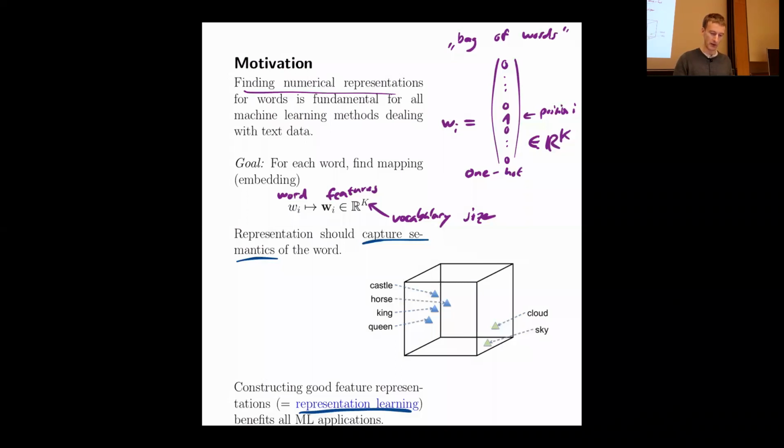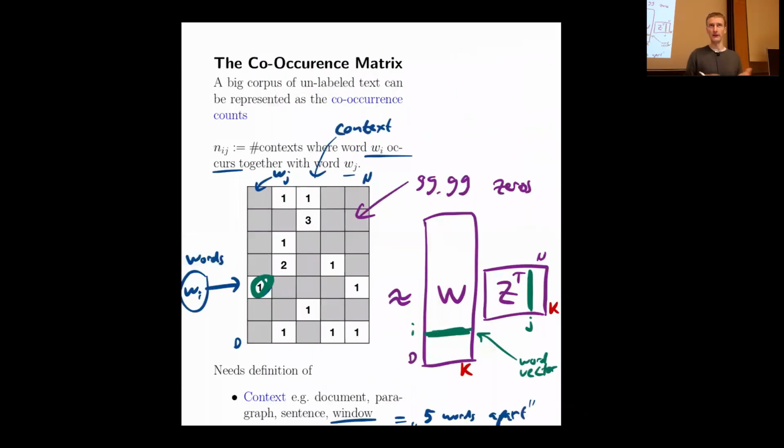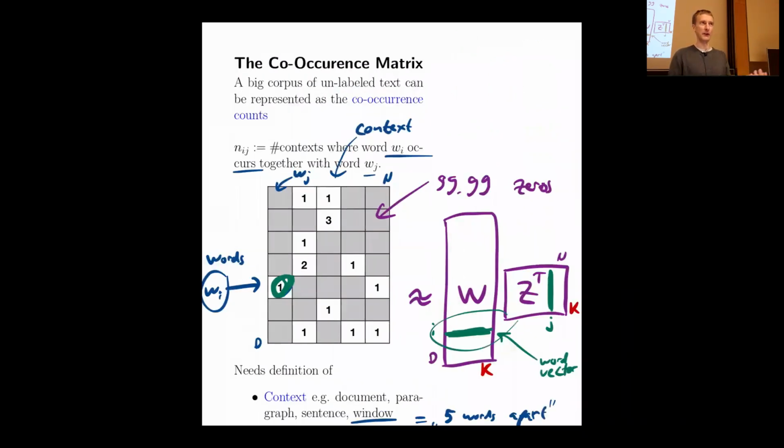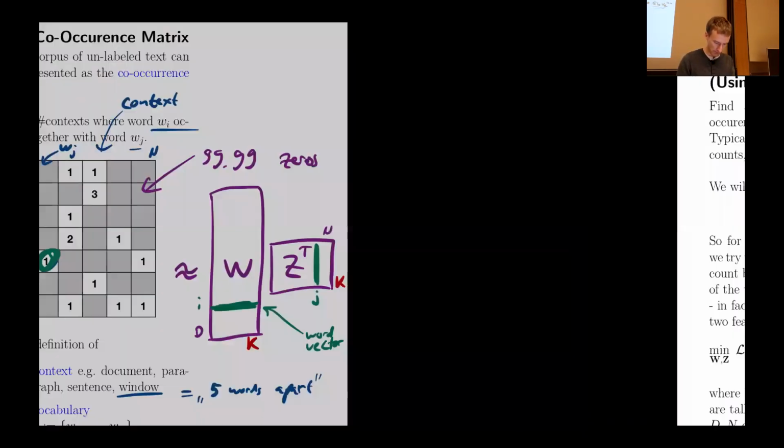So here we had a vector in 100,000 dimensions, very sparse, not carrying any semantics. Now we have a vector in just 50 dimensions. And mathematically, it's super simple, right? It's again just a matrix factorization. Now every word has a vector of 50 features, and we can do machine learning using those as a feature. So that's GloVe.